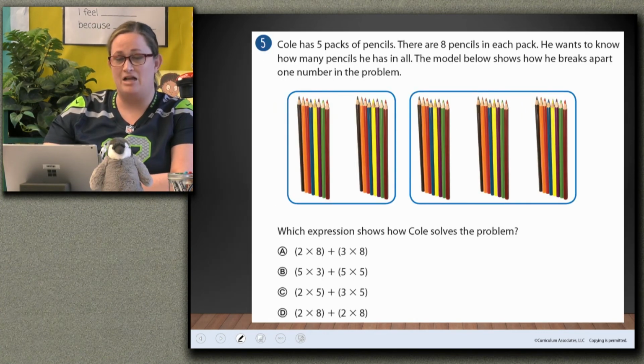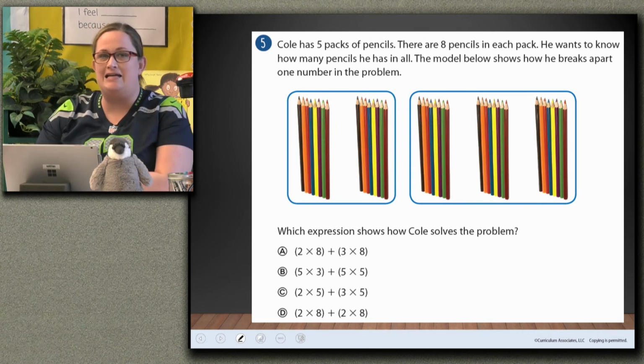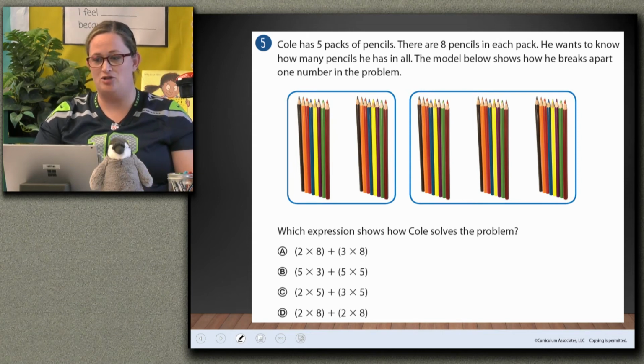Okay. Now you're going to solve this one on your own and find the answer, and then we will come back and you will see if your answer was correct. Cole has 5 packs of pencils. There are 8 pencils in each pack. He wants to know how many pencils he has in all. The model below shows how he breaks apart one number in the problem. Take a look. Did he break apart the pencils or the groups? That's your hint. Which expression shows how Cole solves the problem? Write the expression on your whiteboard that shows how Cole solved the problem.